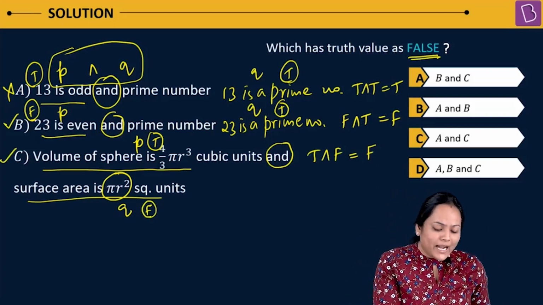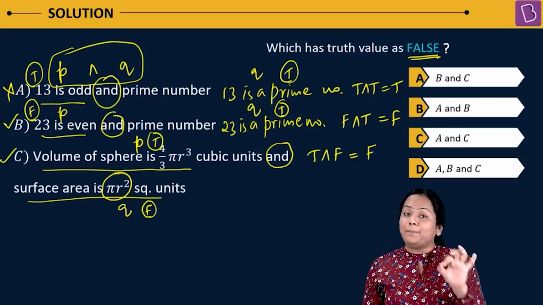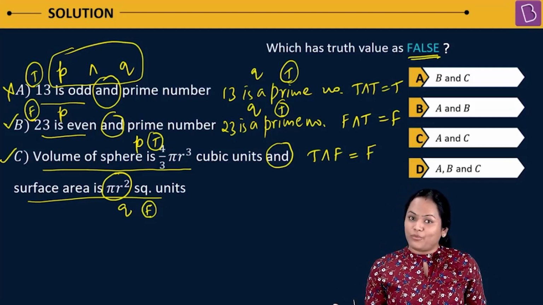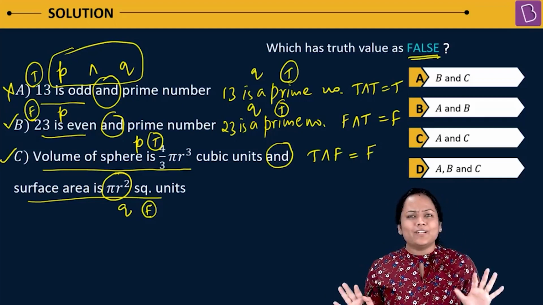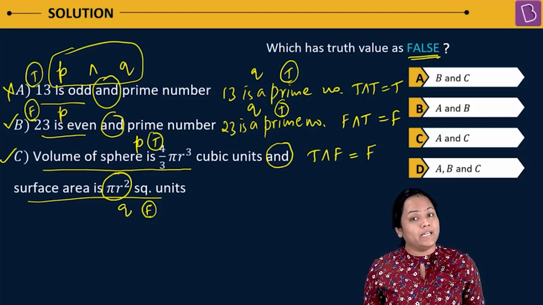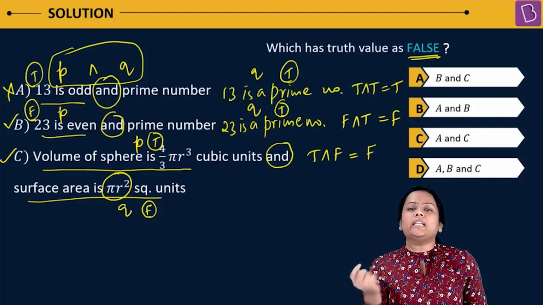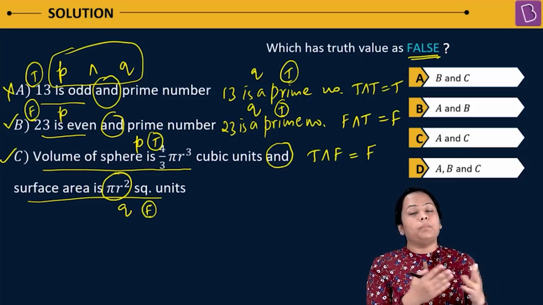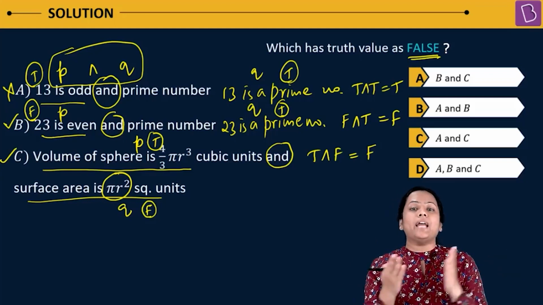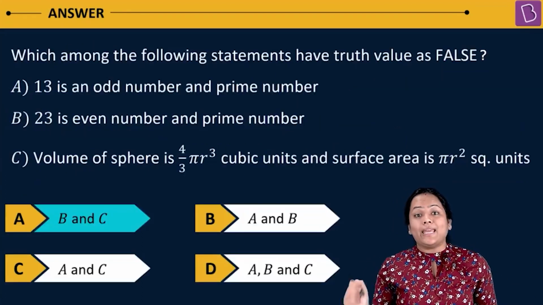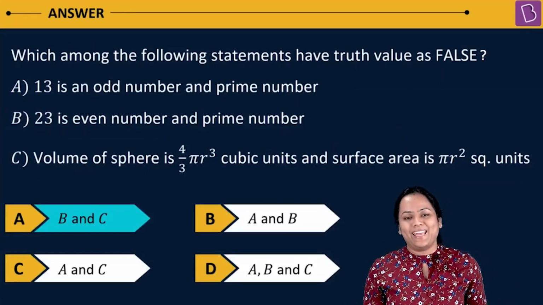So I can say that my right statements are B and C. These both statements will have the truth value as false. Is this clear? A really simple question, isn't it? What do you have to do? First, identify the connective and then accordingly write the truth value of the parts of the compound statement, P and Q. Clear? Okay, so when we look at the options, we can say that the answer will become A.